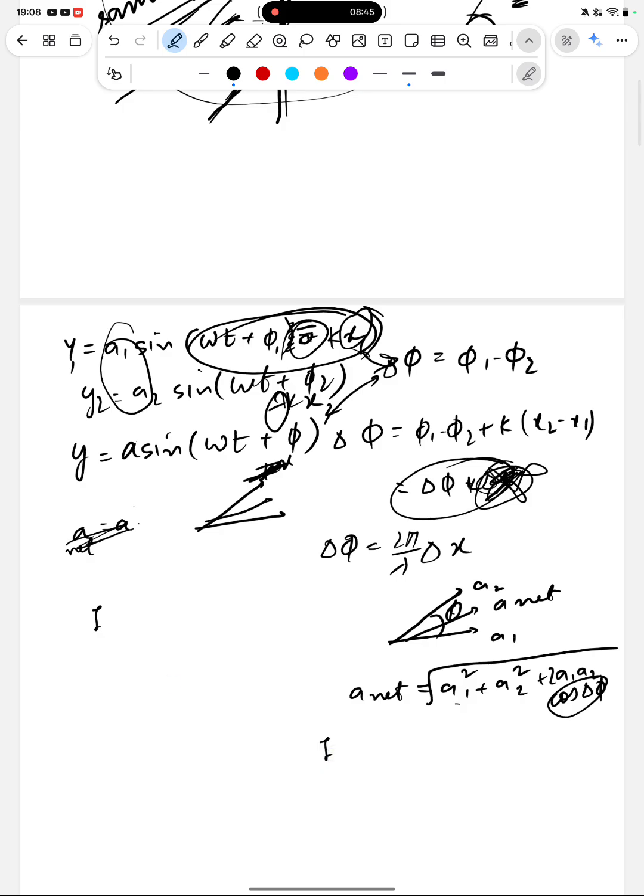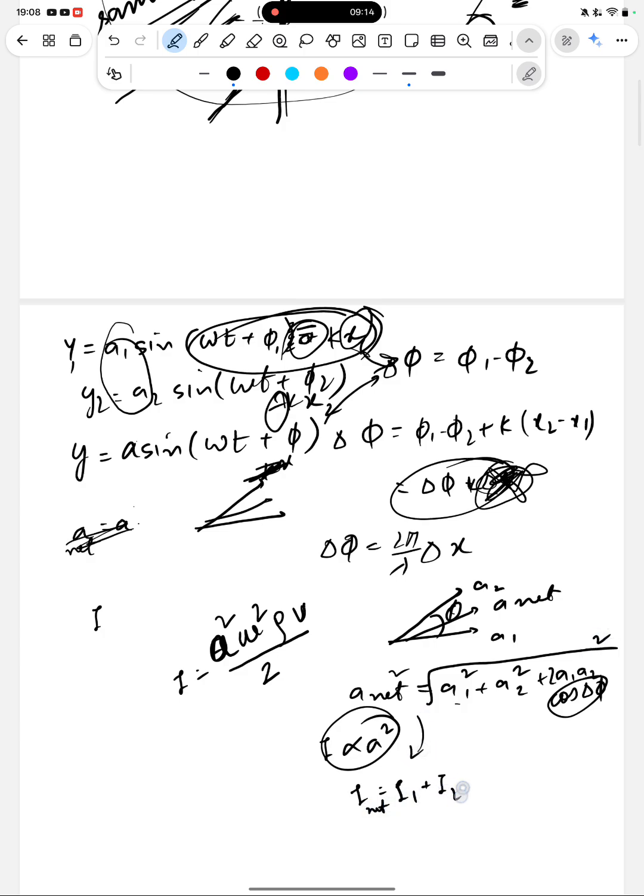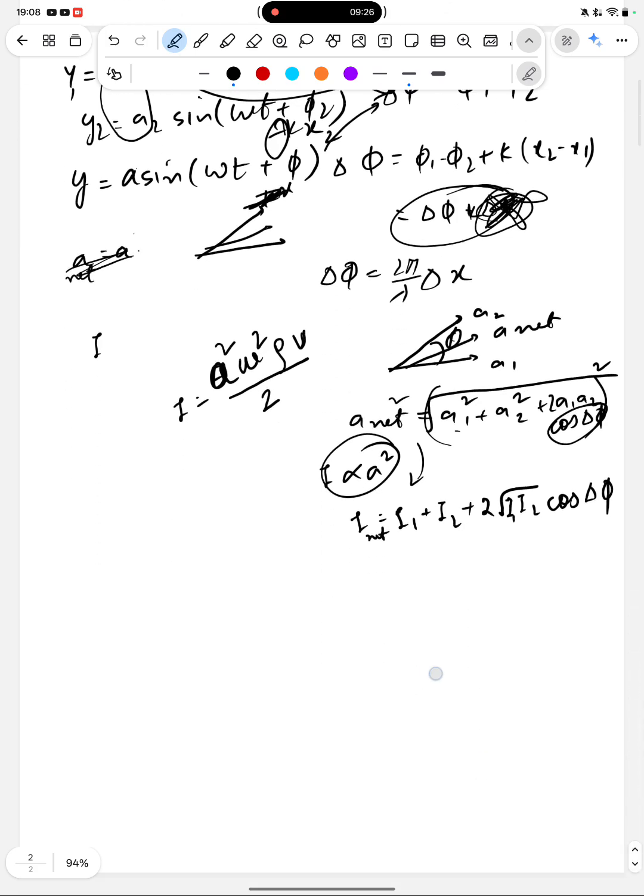So in that way, we know intensity is half density times wave speed times A square omega square. So intensity is proportional to A square, so intensity can be written as I1 plus I2 plus 2 root I1 I2 cos phi. Let's just square both, then we get I net equal to I1 plus I2 plus 2 root I1 I2 cos phi. Okay, so I've covered the basics.